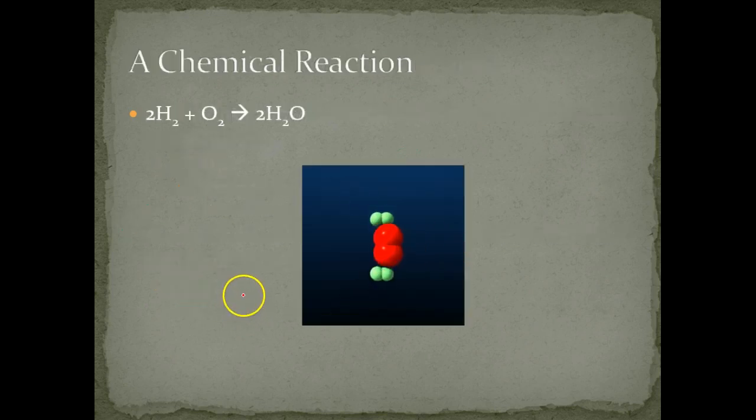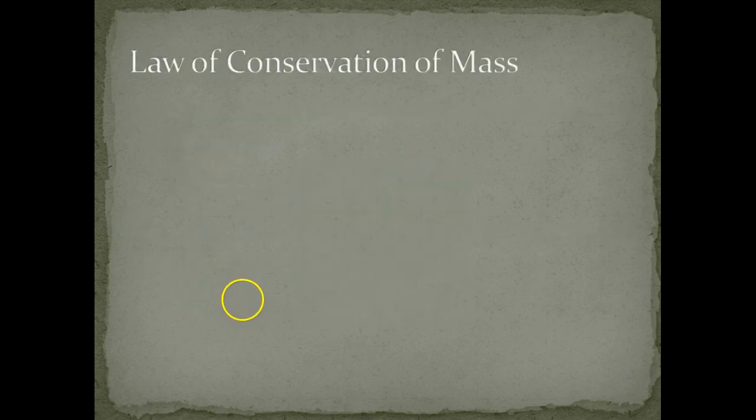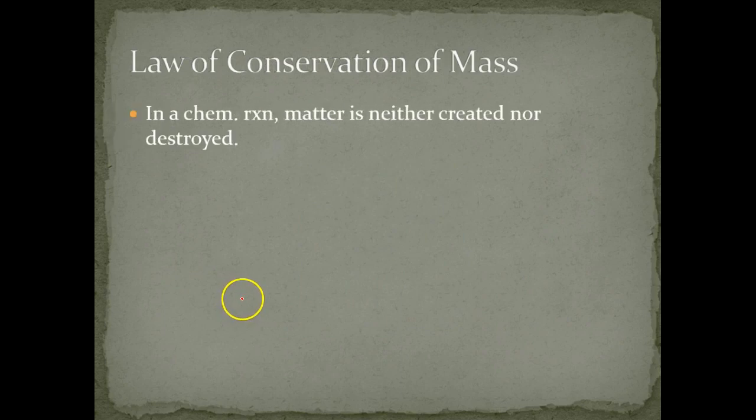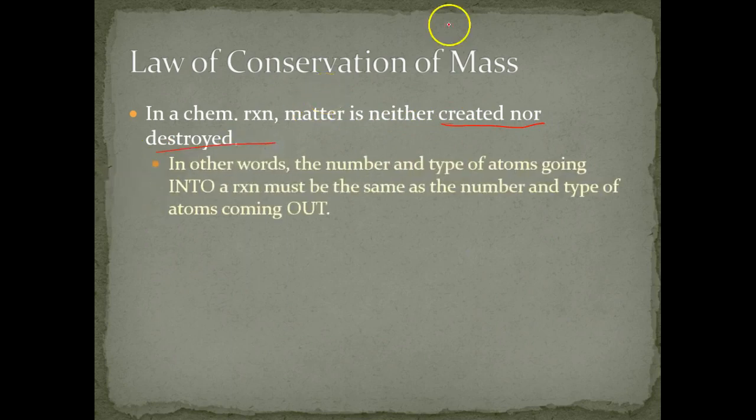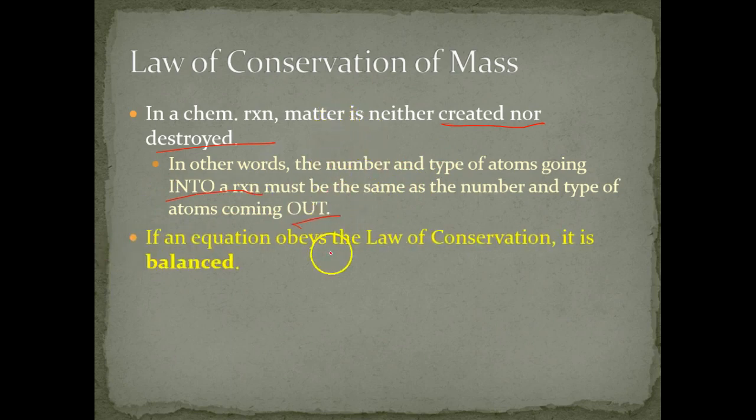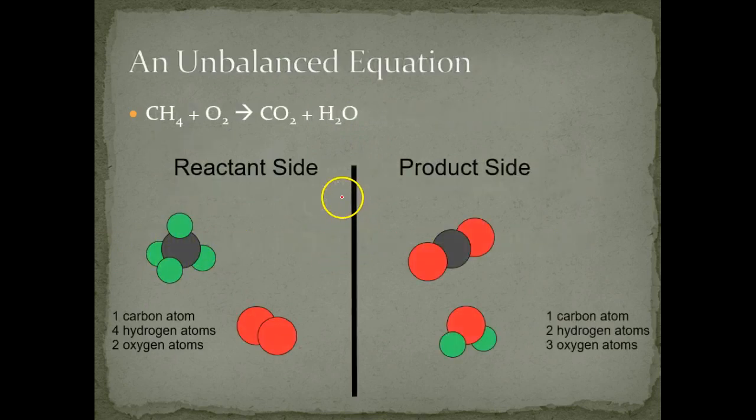Okay, so here's the foundation of the chemical reaction: the law of conservation of mass. In a chemical reaction, matter is neither created nor destroyed. So that means that what you start with, you have to end with. The number and type of atoms going into the reaction must come out. So what goes in must come out, the same number. If an equation obeys the law of conservation of mass, it is balanced.